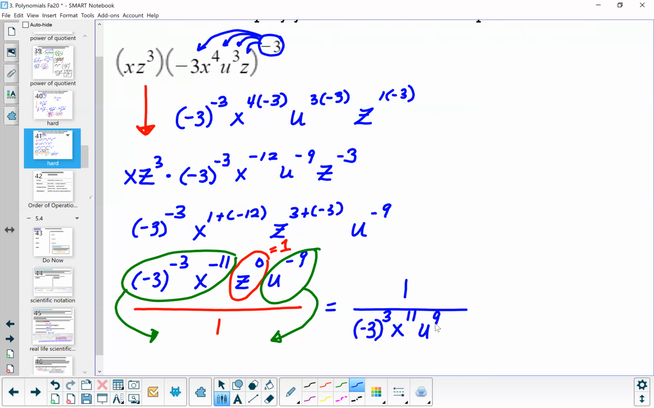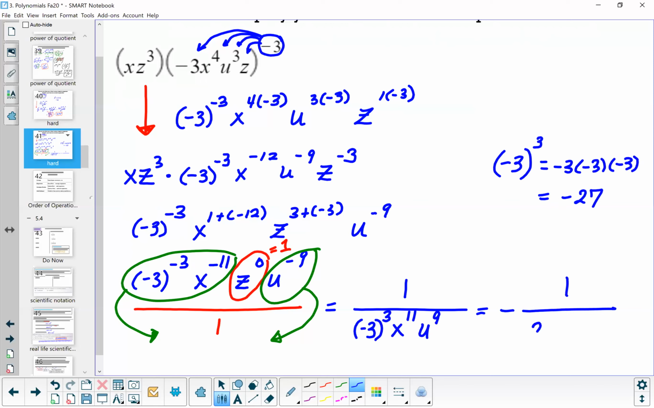And we can simplify this one more step because -3 in parentheses, outside parentheses, cubed is equal to -3 times -3 times -3, which equals -27. So our answer is going to be -1/27 x to the 11th u to the 9th.